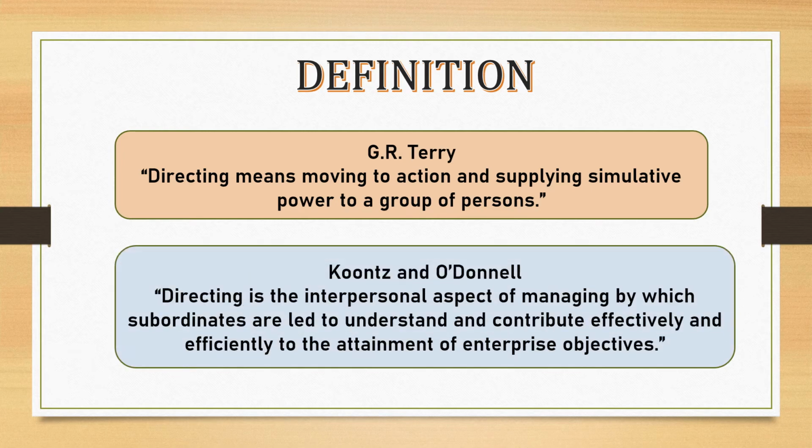And the second definition is given by Koontz and O'Donnell. They say, directing is the interpersonal aspect of managing by which subordinates are led to understand and contribute effectively and efficiently to the attainment of enterprise objectives. Here we see that directing is carried out to obtain certain objectives. And I mentioned earlier that we will talk about communication in this slide. When we talk about interpersonal aspect, we are also talking about good communication between superior and subordinates. Remember, directing is performed to bridge this communication gap.